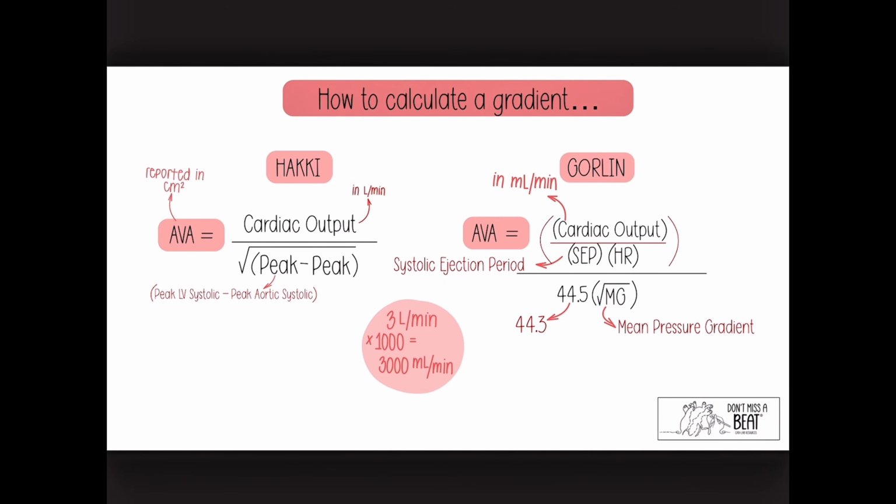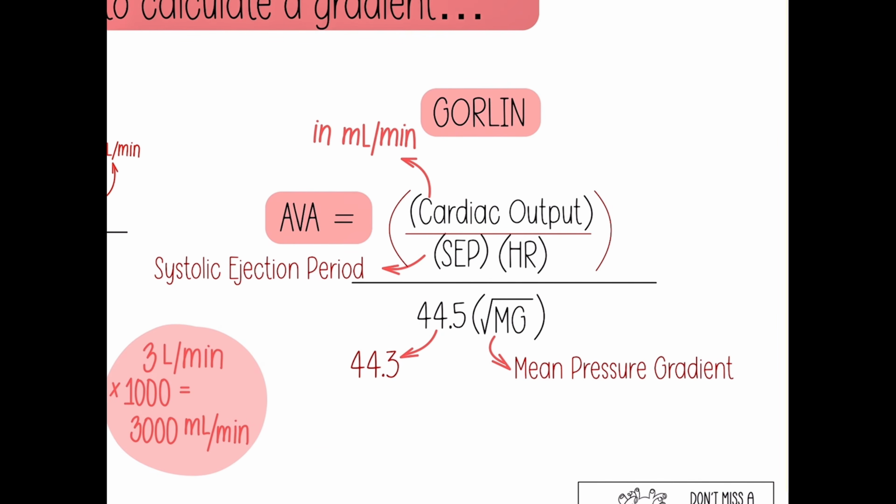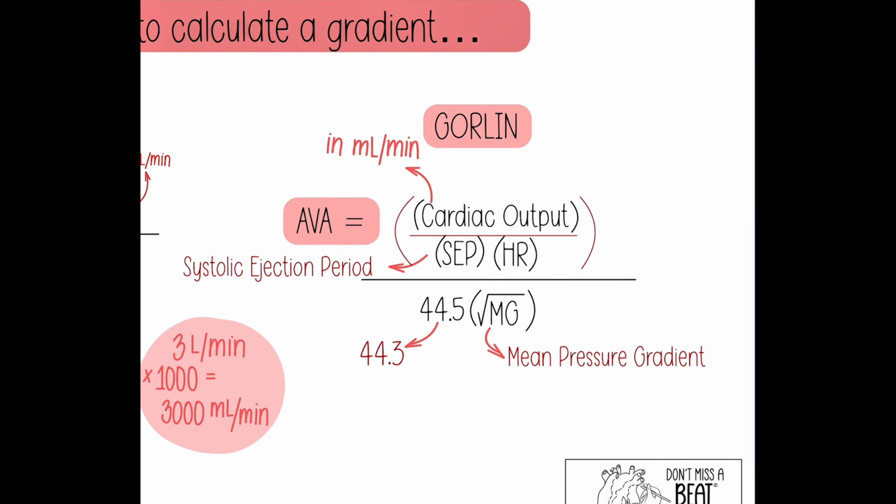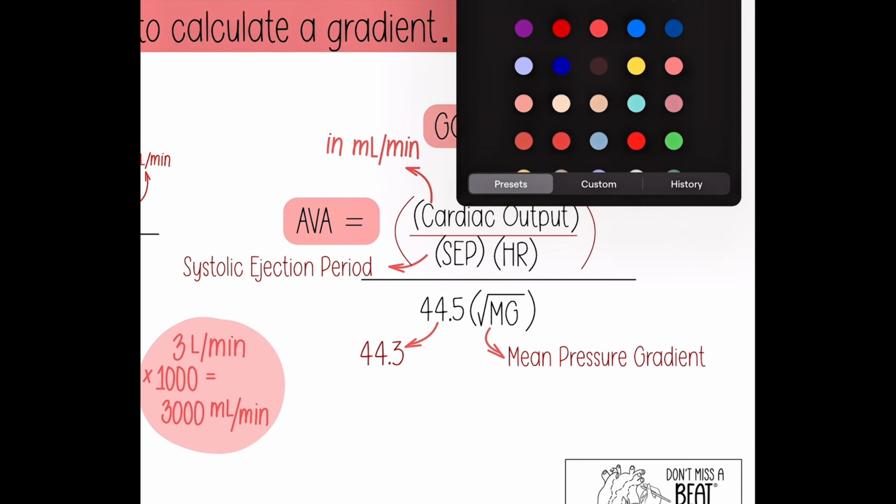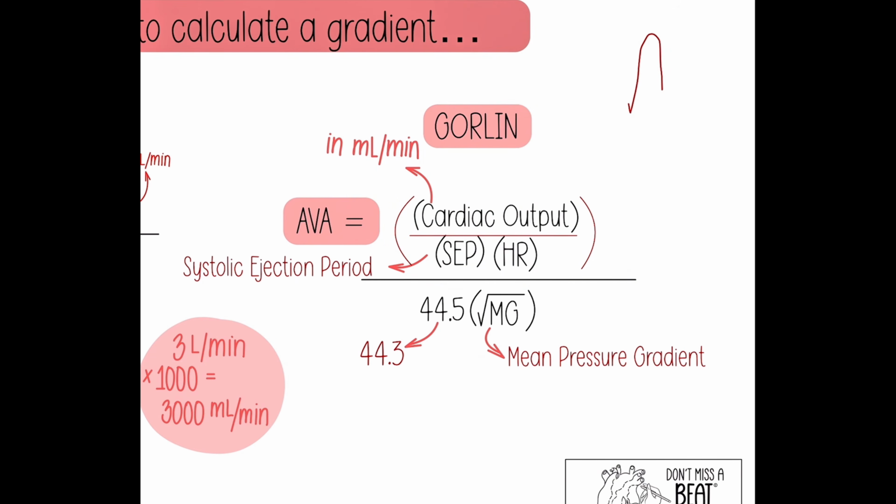Now let's talk about the Gorlin formula. Now this has multiple steps, so you really want to write this one out. Cardiac output is in milliliters per minute, so remember you need to do a conversion. You need to multiply by that 1,000 that you see over here to change the liters to milliliters per minute, but you might be given milliliters per minute. Just pay attention. The SEP will be provided to you. There is a way to manually calculate it based off of the overlaid printout, but I think it's in West Todd, maybe an explanation on how to do that, but they will not require that of you.